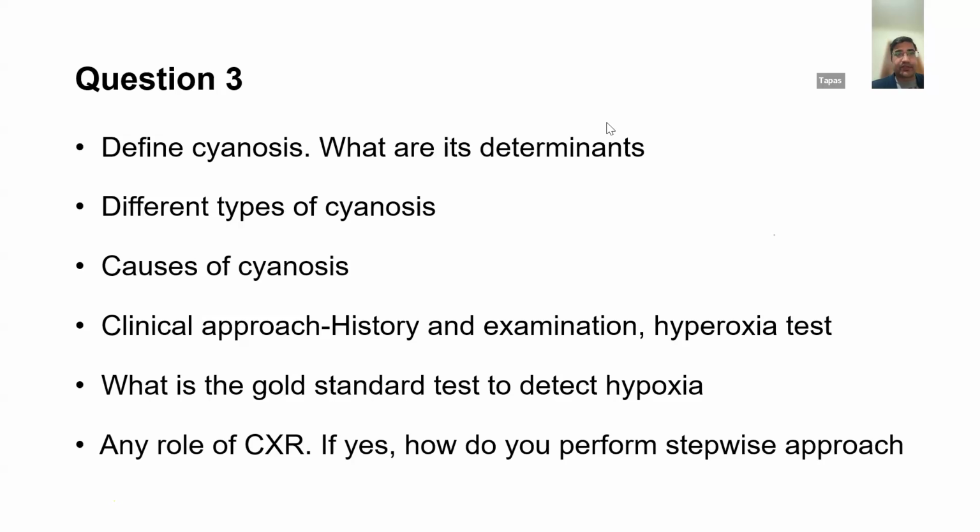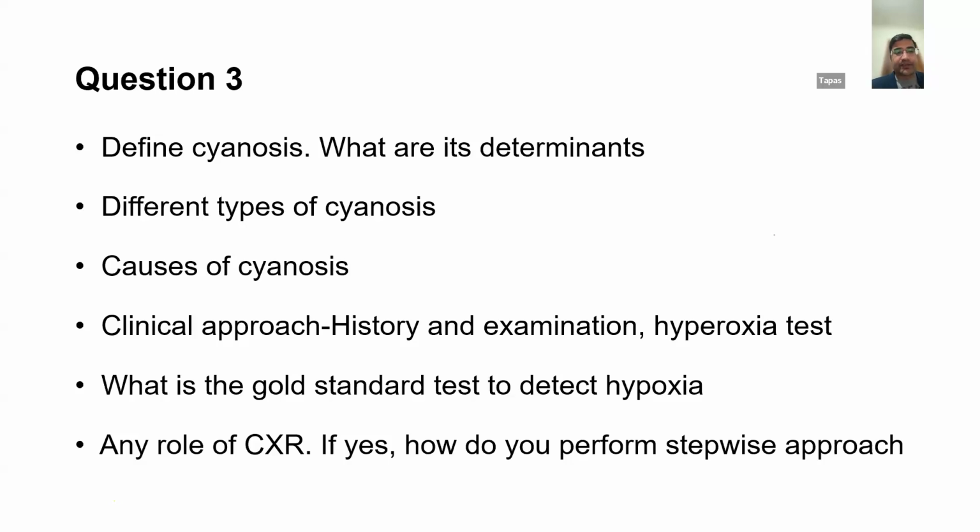Okay, but suppose there's one baby having a saturation of 85% and hemoglobin of 10. What will be the deoxygenated hemoglobin? That will be 1.5, right? So with the same saturation, a baby having polycythemia with a hemoglobin of 24 will show cyanosis because the reduced hemoglobin value will be more than 3, so 3.6. Whereas if the baby is anemic with hemoglobin of 10, the baby will not show cyanosis even with a saturation of 85% because the deoxygenated hemoglobin concentration is only 1.5 gram per deciliter. So the hemoglobin concentration determines the cyanosis.